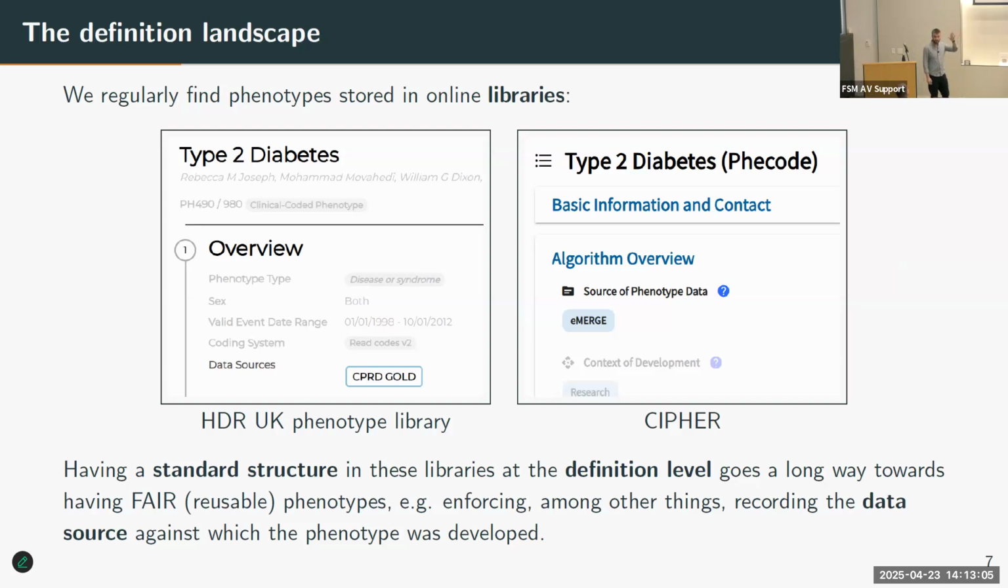Those of you who work in the phenotyping space will have almost definitely heard of Cypher, which I think came out of earlier initiatives, things like PhKB walked so that Cypher could run. And then we have the UK equivalent to this, which is the HDR UK Phenotype Library. As the name suggests, these are huge collections of phenotype definitions.